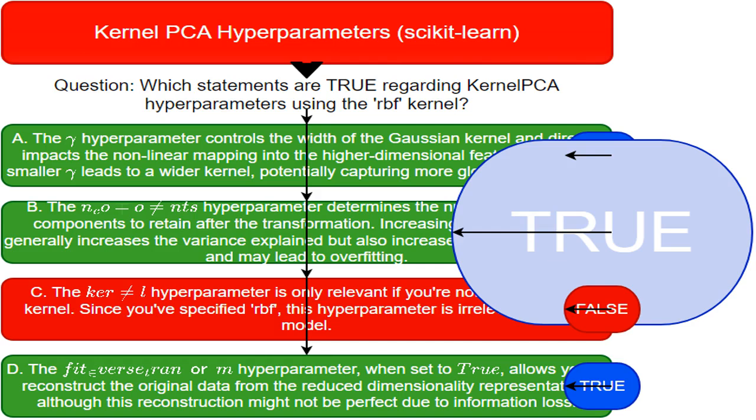Statement B is also true. The NCOMPONENTS hyperparameter sets how many principal components I want to keep after applying the transformation. Increasing NCOMPONENTS retains more information, resulting in better variance explanation, but it increases the computational cost and might cause overfitting. It's a balance. More components mean better representation but risk overcomplicating the model.